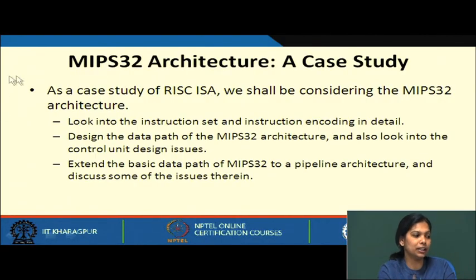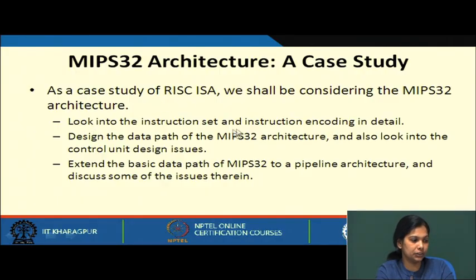Now, we will be going into MIPS 32 architecture. We will be now taking on with MIPS. Till now, we have talked about various kinds of architectures. Now, we will be directly moving on with one architecture, which is a RISC architecture, and we will be performing a case study of this MIPS.